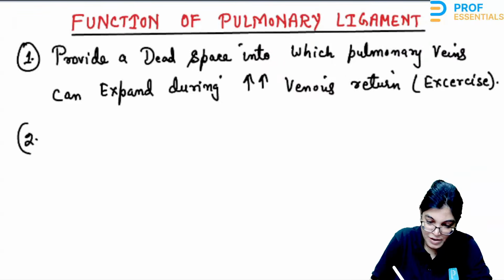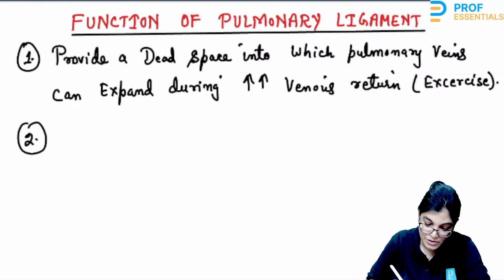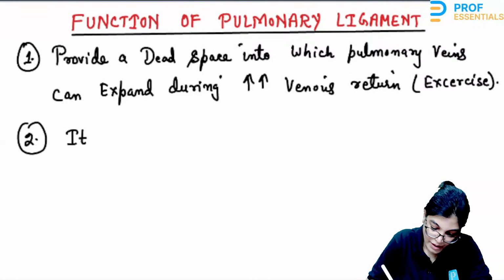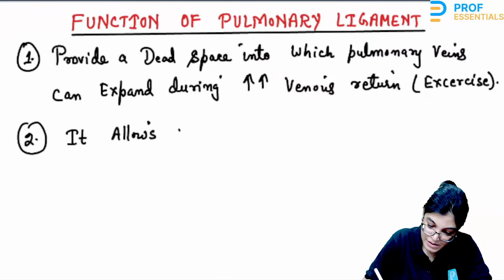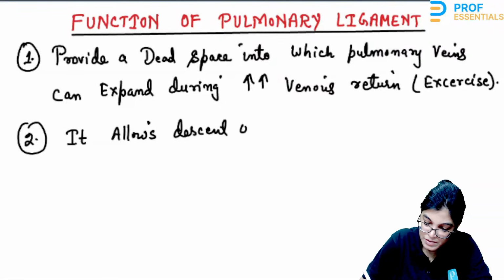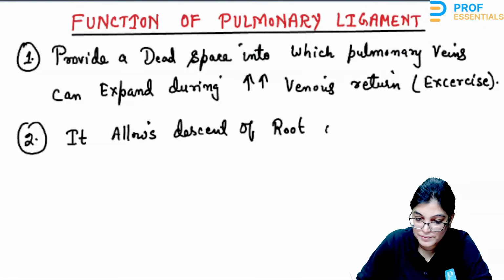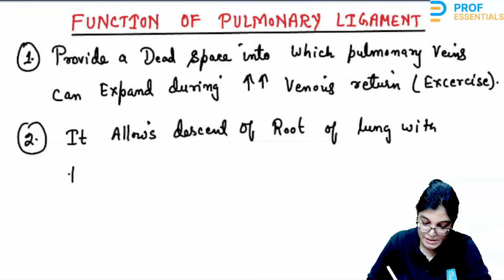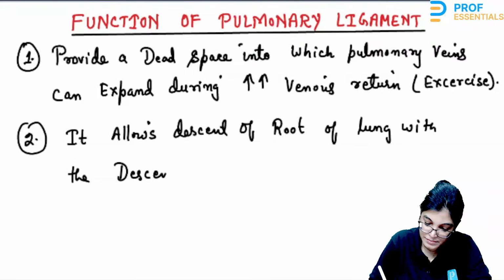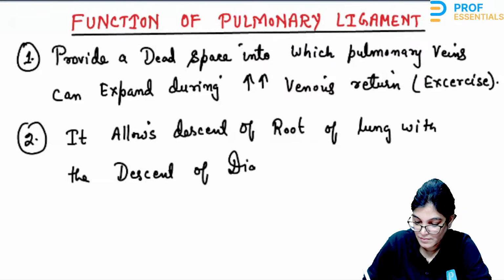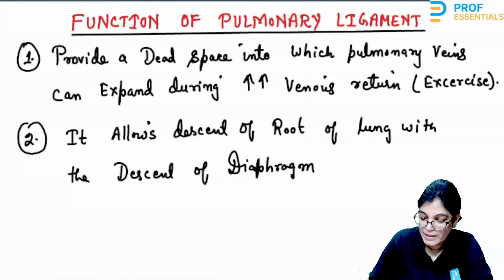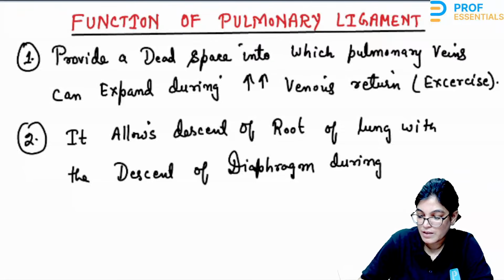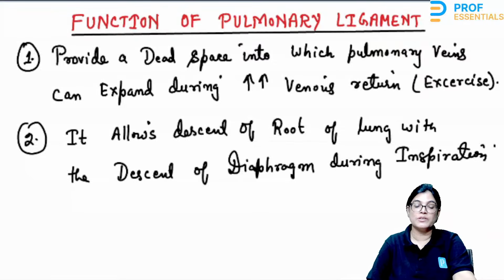The second function is that it allows descent of the root of the lung with the descent of the diaphragm during the inspiration process. We know that the diaphragm is the principal muscle of inspiration. Now, these are the two functions of the pulmonary ligament.